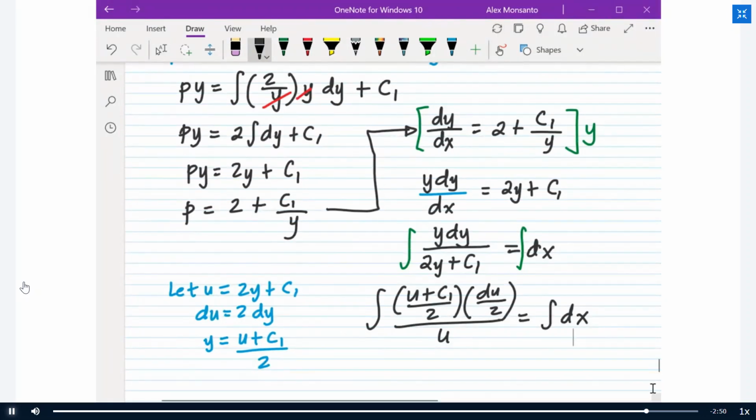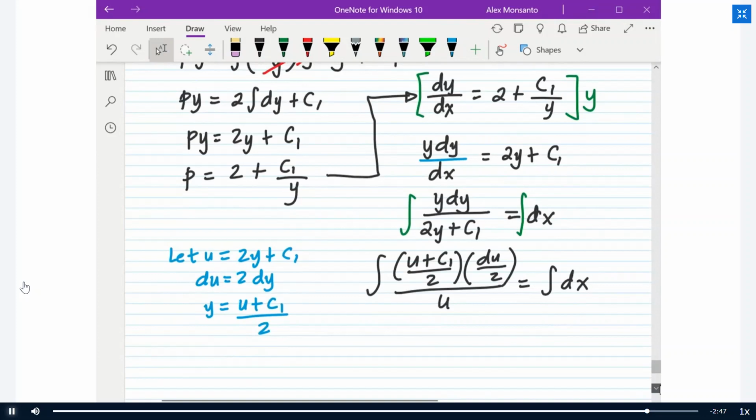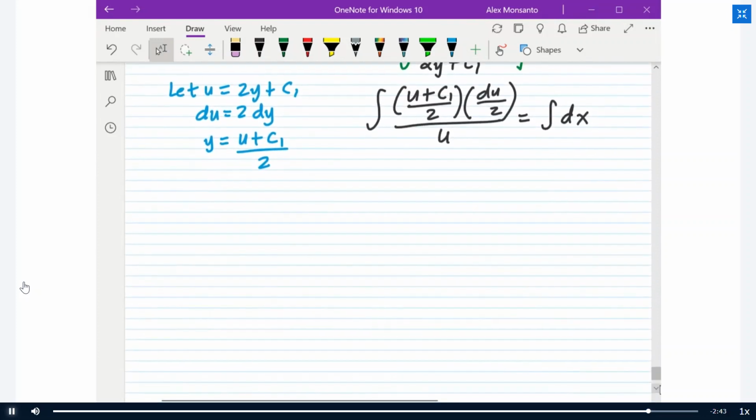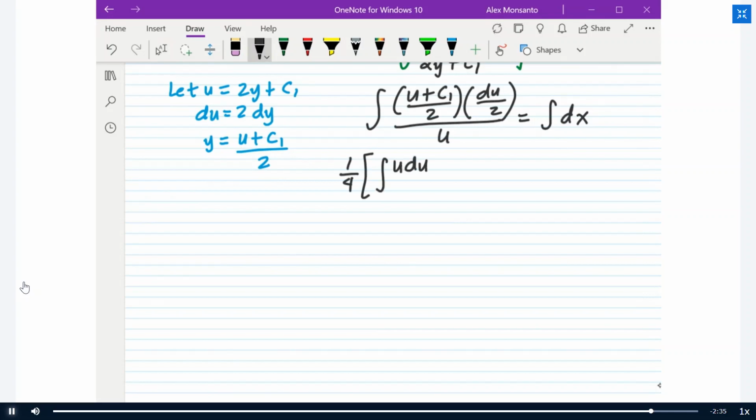So, ngayon, isa-substitute ko na lang dito so that I can have y. Okay, I can have u plus c sub 1 over 2. Tapos, du over 2 ang dy kasi sabi dito, du is equal to 2 dy. So, therefore, dy is equal to du over 2 over u. Tapos, equal po ng dx. Ayan. Tapos, I think magkakaroon ka ng 1/4, no? Okay. So, i-factor out ko lang yung 1/4. Say 1/2. Meron ka ditong 2 at saka 2. So, I can have 1/4. Tapos, integral po ng u du over u. Ayan. Plus, integral po ng c sub 1 du over u. Then, equals sa integral po ng dx.